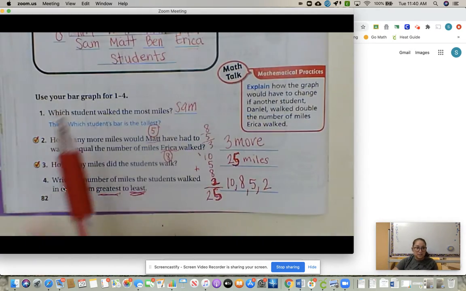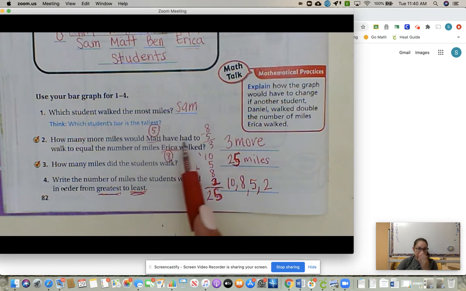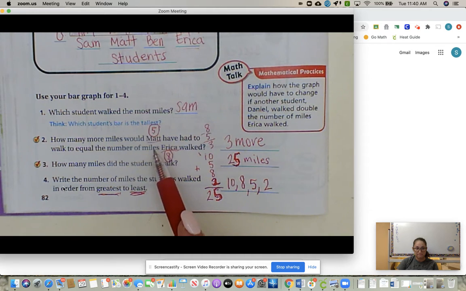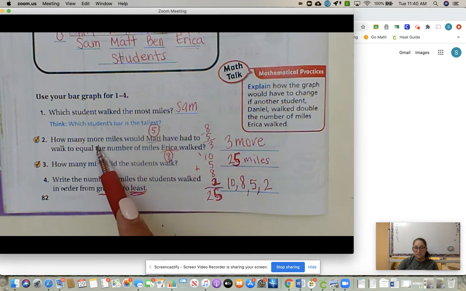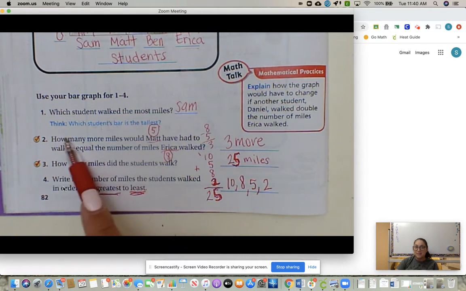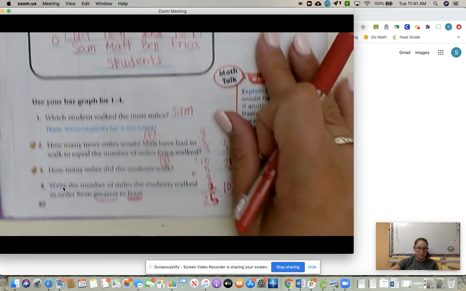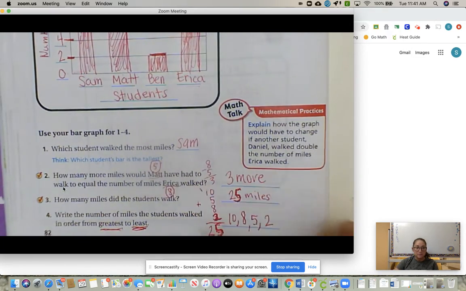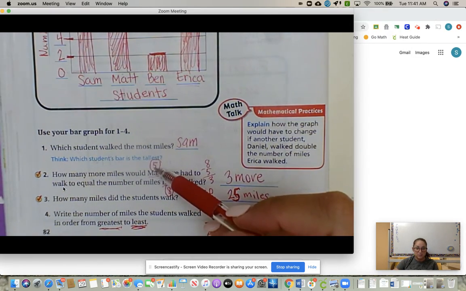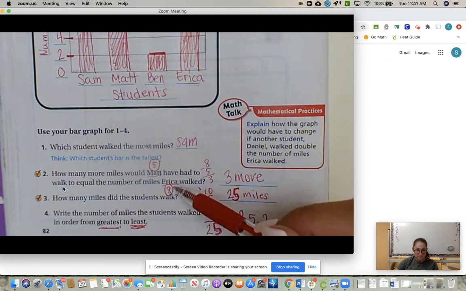Number 2, how many more miles would Matt have to walk to equal the number of miles Erica walked? There's no math verbs in here. Technically, yes, there is more, but I did not teach when it says how many more, you do subtract, but I didn't go over it too much. So we just did circle the key numbers. We have Matt and Erica. We wrote down Matt 5 miles, Erica 8 miles.